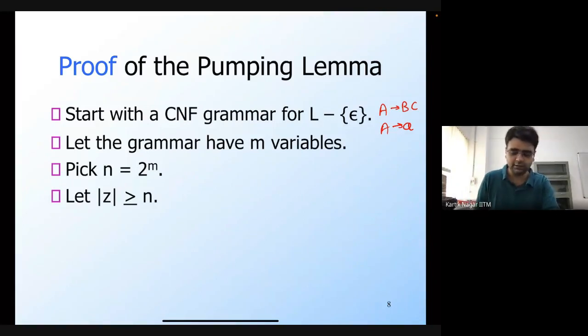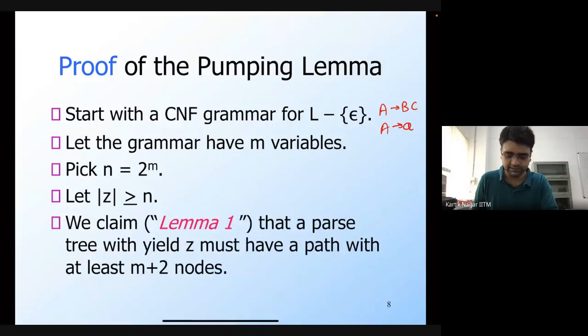So, whose length is greater than or equal to 2 to the power m. Okay. So we will claim that if you have a parse tree, since z is in the language, which means that it will be derived from the start symbol, from the start non-terminal, and it will have a parse tree. So let's consider the parse tree of this z, and we will claim that this parse tree must have a path with at least m plus 2 nodes.